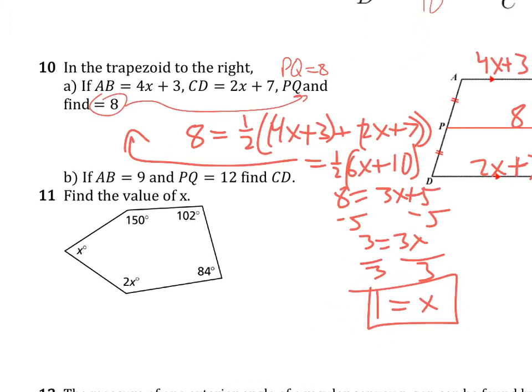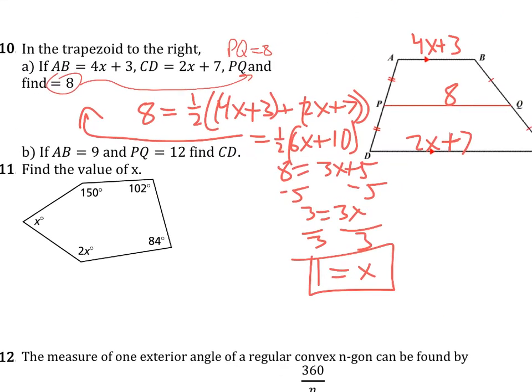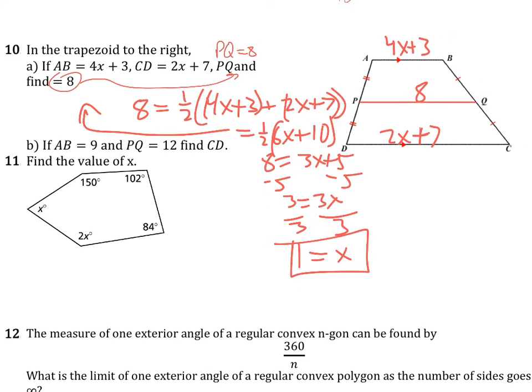Now there's a hidden one in here, just another situation. What if we know AB, which is up top, is 9. We know PQ in the middle is 12, but we don't know this. Well, we can still say that PQ, 12, is the average of the top and the bottom, CD and 9. 9 plus CD. We'll just use CD as a variable. If you want to use like a Y or something, you can.